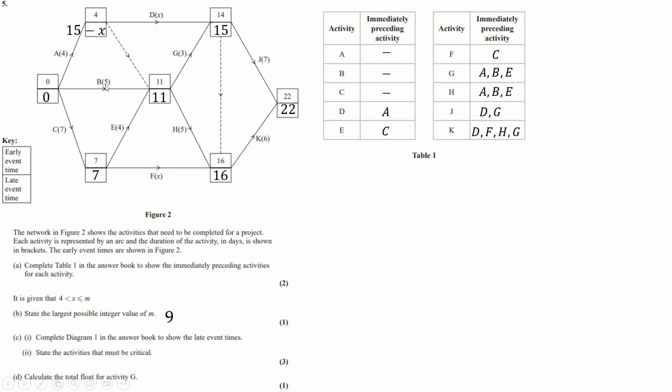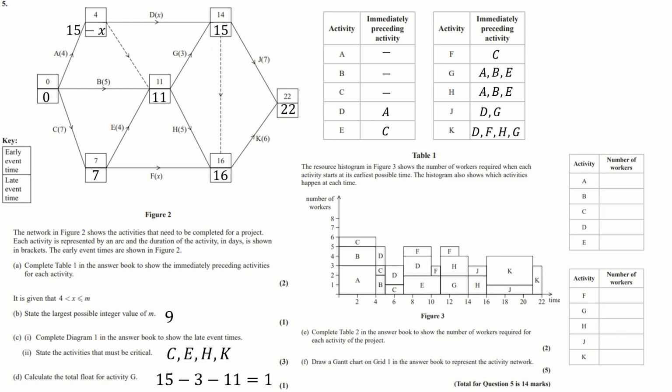So the critical activities, I think, are C, E, H, and K. And that's good. Float for G, the float is this number minus this number minus this number. So that's going to be 1. And yeah, the question goes on.